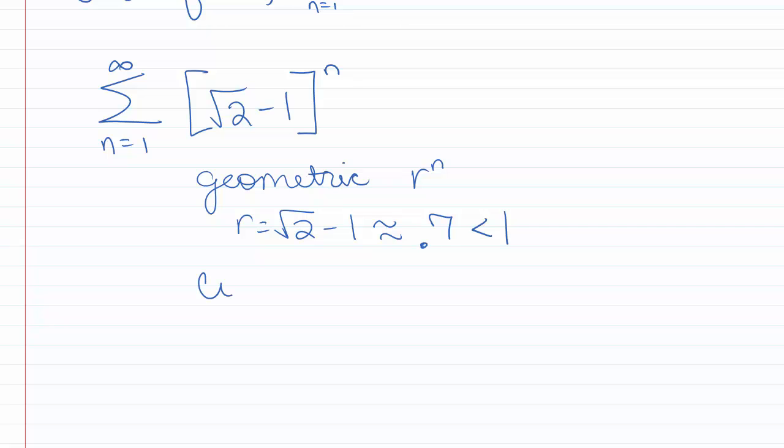So this series converges. Let's try another example. Let's look at the sum, n goes from 1 to infinity of e to the 1 over n divided by n squared. Now this series, the first thing we want to check is the divergence test.